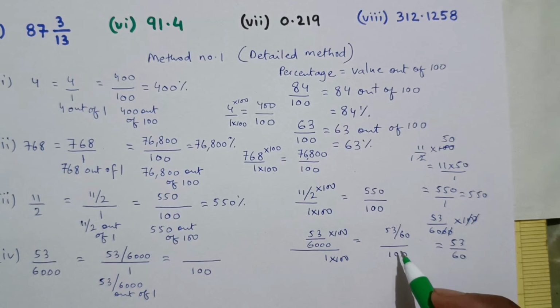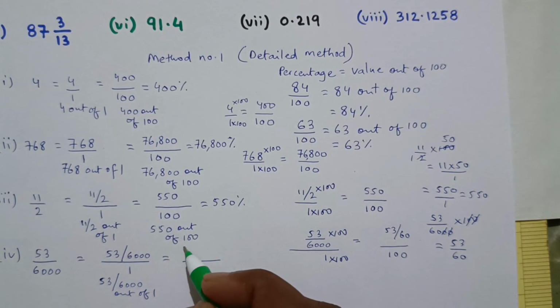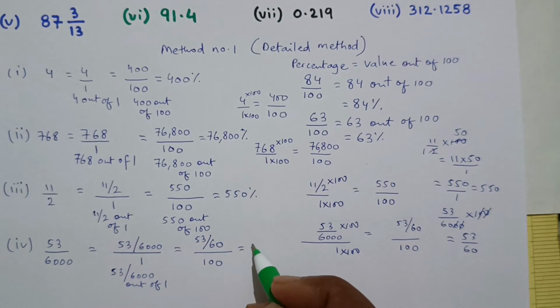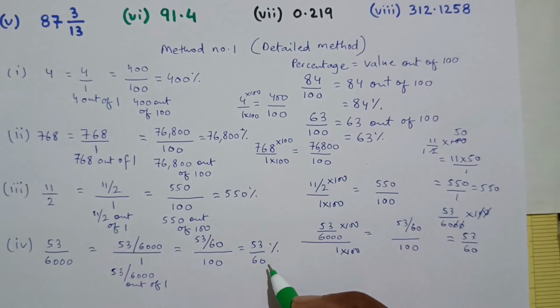So 53 by 60 upon 100. What is the value out of 100? The value out of 100 is 53 by 60. So the percentage is 53 by 60 percentage. So the answer is 53 by 60 percentage.